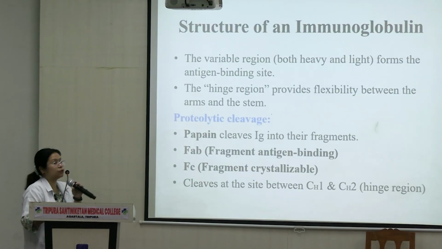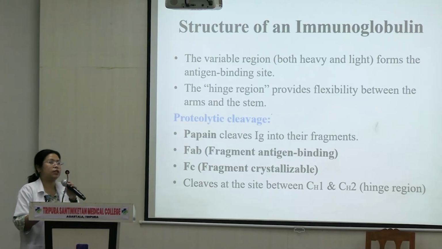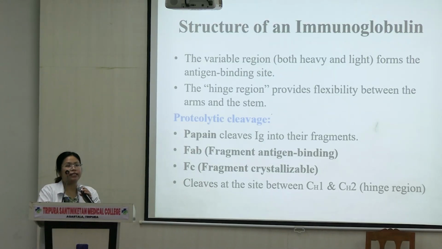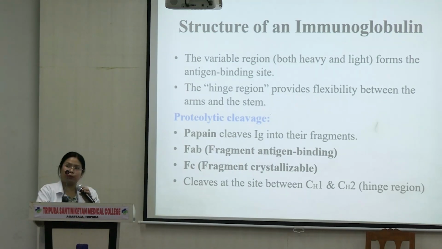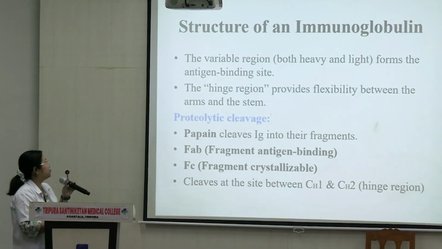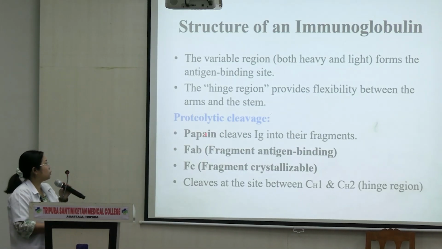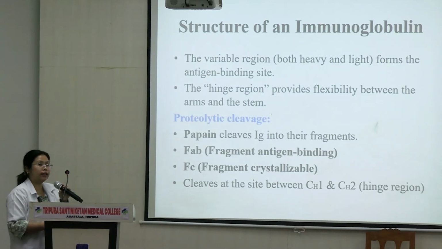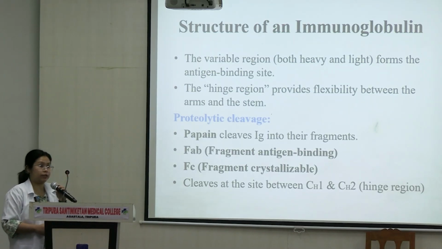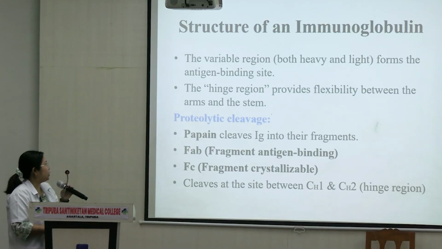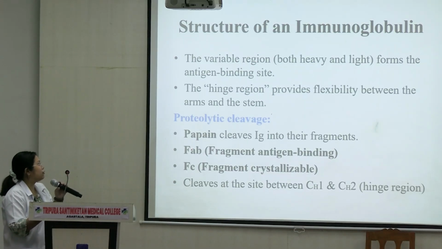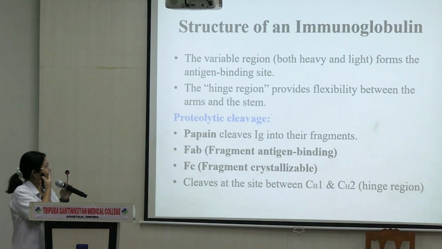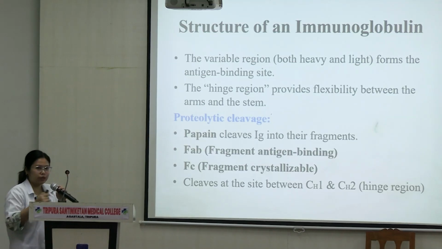Then we have something called proteolytic cleavage. Whenever we use the word lysis or lytic, it means breakage. So proteolytic means anything that breaks proteins. Cleavage also means protein breakage. Papain is one enzyme that can cleave or break immunoglobulins into two fragments. One is called the FAB and one is called the FC. FAB means fragment antigen binding and FC means fragment crystallizable portions.